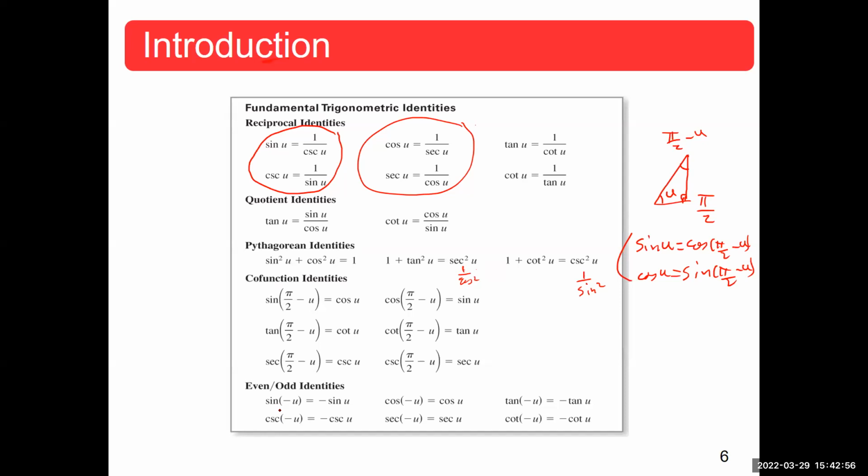Even and odd identities. Sine of negative u equals negative sine of u. Cosine of negative u is equal to cosine of u. Then there is the tangent. You take the ratio and you figure it out. We did look at this one too. So everything is from chapter 4, honestly.